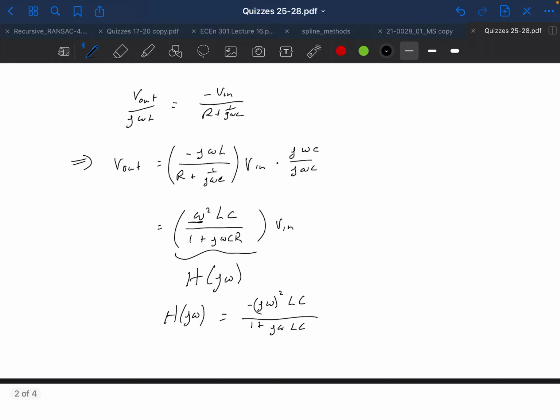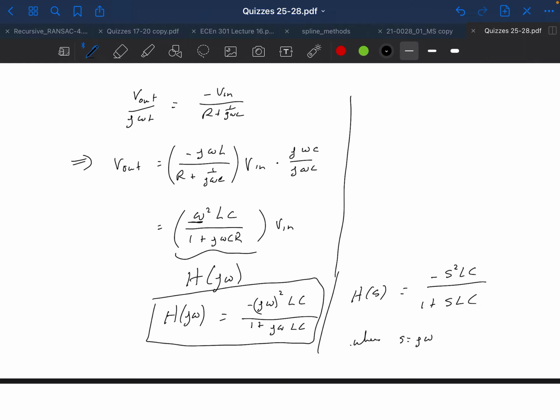Another way to think about it is, the typical way to write this is also, say, H of s is going to be equal to minus s squared L C over 1 plus s L C. And then we let s equal j omega, like that. Anyways, again, this is called the transfer function. And for this particular circuit, that would be the transfer function.